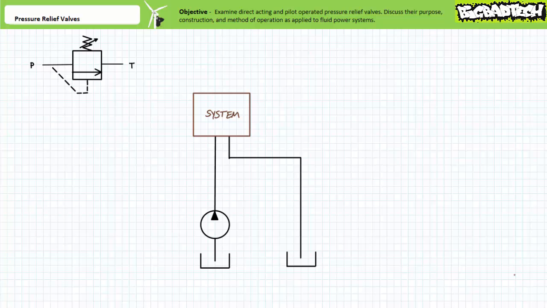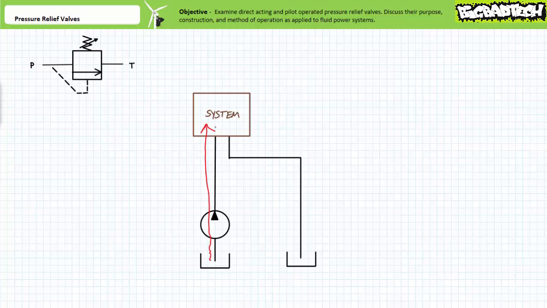The purpose of a pressure relief valve is to limit the maximum pressure by providing an alternate flow path to the tank when flow in the circuit is otherwise blocked. A pressure relief valve is an important safety device that prevents damage to the system and personnel.